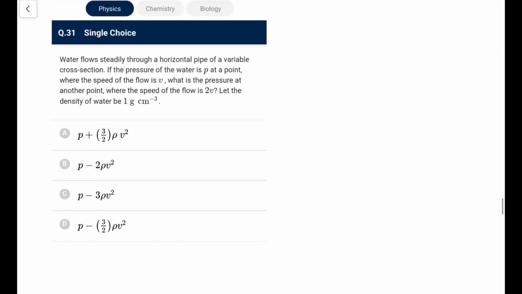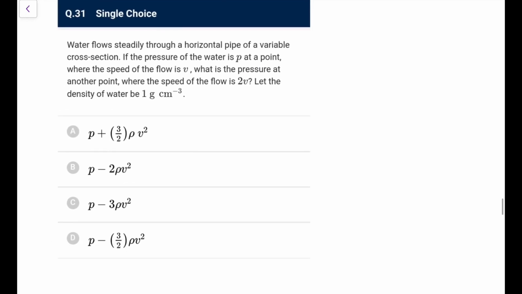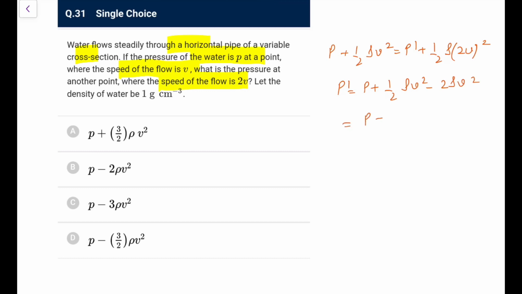Next, water flows steadily through a horizontal pipe of variable cross section. If the pressure of the water is P at a point where the speed is V, then what is the pressure at another point where the speed is 2V? So it's simply a horizontal pipe, so no height, simple. Bernoulli will say P plus half rho V square would be equal to P dash plus half rho into 2V whole square. So P dash would be P plus half rho V square minus 2 rho V square, that is P minus 3 by 2 rho V square. Go for option D, simple application of Bernoulli.